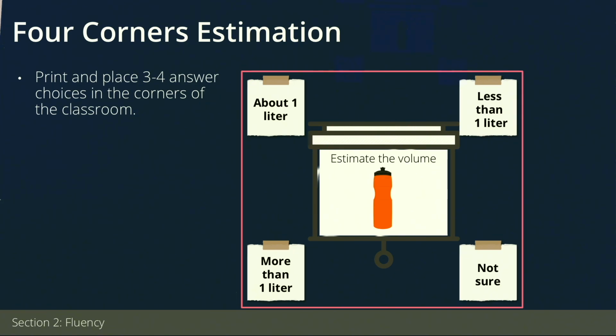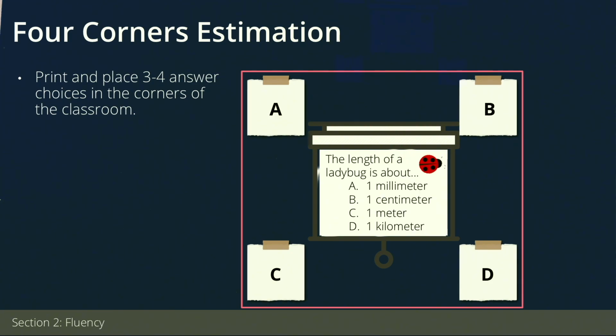Then you could show this water bottle. Students would then get up around the room and hopefully walk to the corner that says about 1 liter. And then here would be a question where you could do 4 corners in a different way. So you could have answer choices such as A, B, C, and D.